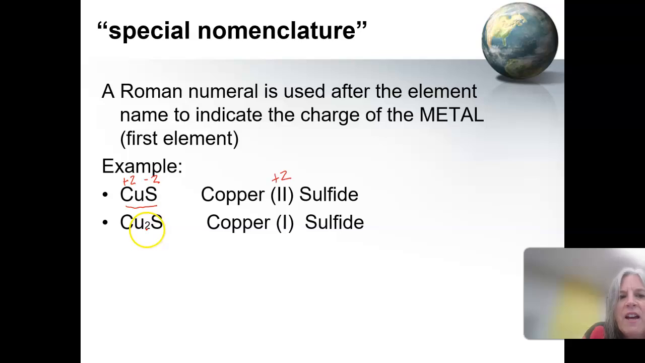In this case here, if I have 2 coppers, and I know that sulfur is -2, sulfur does not have an identity crisis, that means copper must be +1, because +1 times 2 is +2, and if you add that to a -2, that's 0, right? The charges have to add to 0. So this is actually called copper 1 sulfide. So we're going to use Roman numerals to designate the charge, which gives us a little bit more complication when we're naming stuff. So let's get to what the rules are for naming.